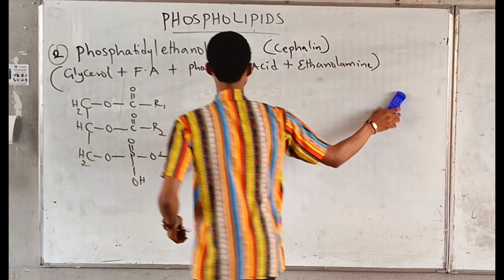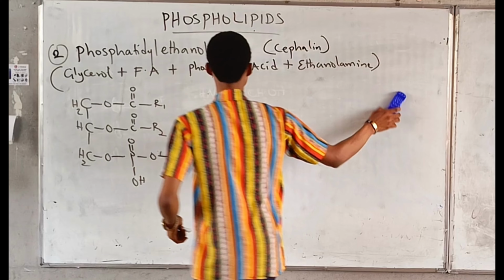Now, if the alcohol present is glycerol, then the phospholipid will be what? Glycerophospholipid, right? But if the alcohol present is sphingosine, we have what? Sphingophospholipid. Good. So first we are going to be looking at the glycerophospholipid. It means glycerophospholipid contains fatty acid, glycerol, and phosphoric acid, right?